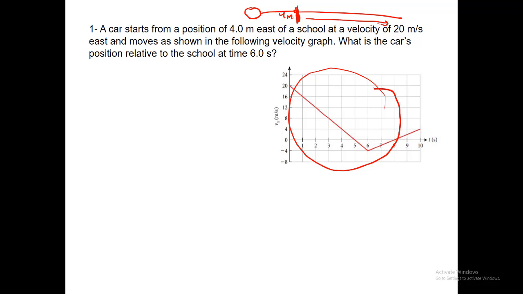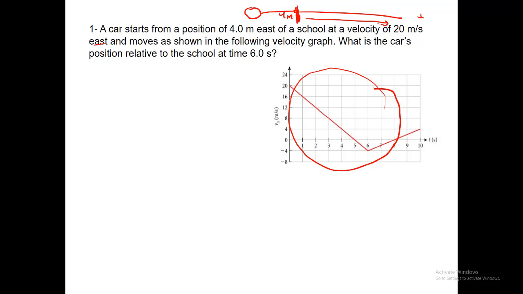But let us read. A car starts from the position 4 meters east of the school at a velocity of 20 meters per second east. That should be plus. And it moves as shown in the following figure. What is the car's position relative to the school at time 6 seconds? We have many ways to solve such a problem. I will stick with the simplest one, but I will also tell you other ways to solve the same problem.